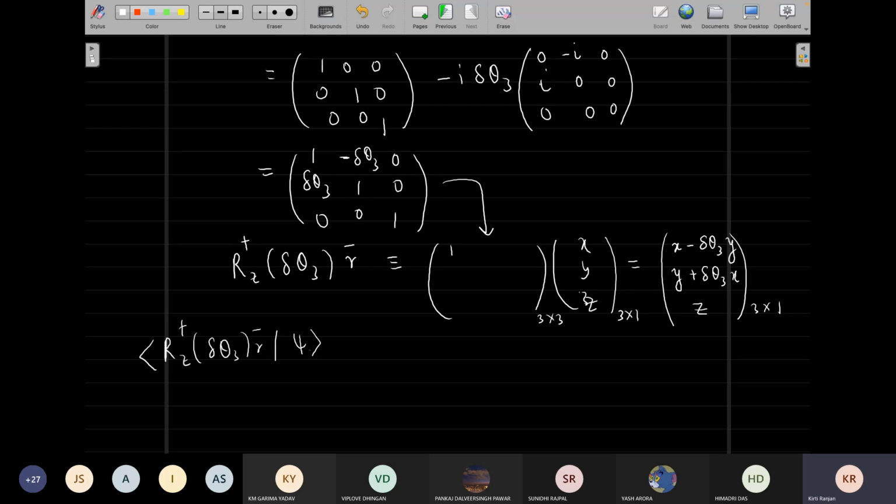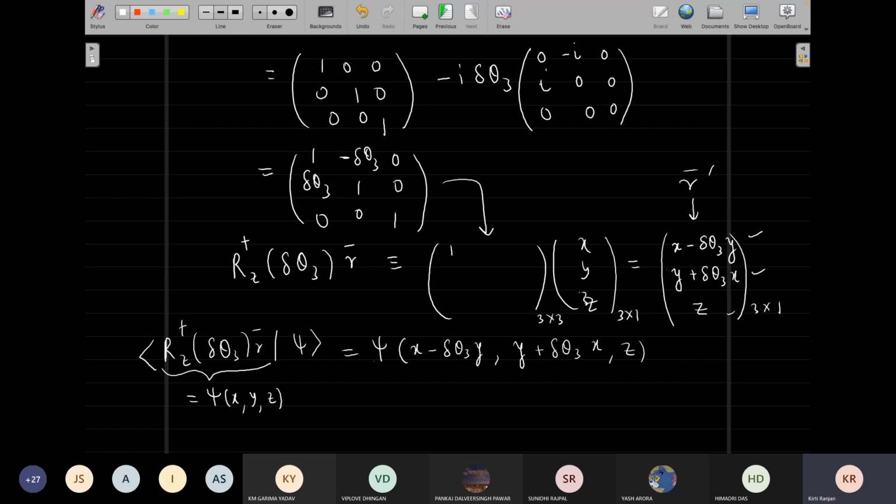Now, having this with psi, remember the way this has changed: it has become this kind of r prime. So I can write this as psi of x minus delta theta 3 y, comma, y plus delta theta 3 x, comma, z. Earlier it was psi of x, y, z. Now the arguments come from these three locations, nothing else. I am going to do the Taylor series expansion and keep first order terms of delta theta 3, because delta theta 3 is infinitesimal. So can I do the Taylor series expansion and retain only the first order term? What will be the next term I should write?